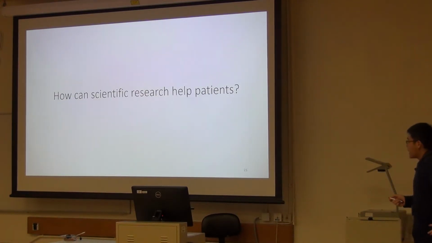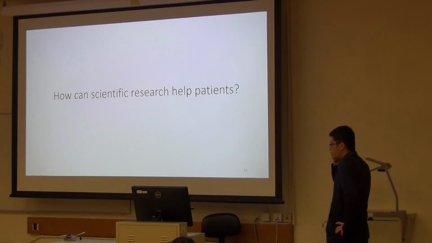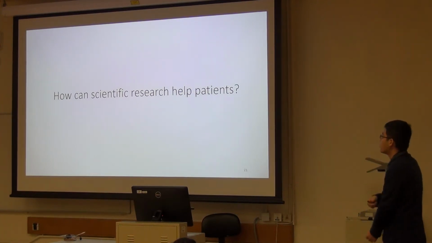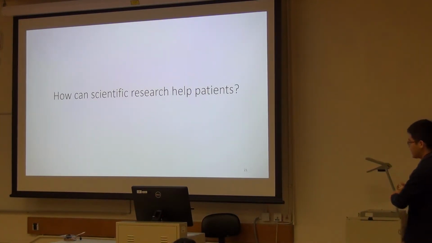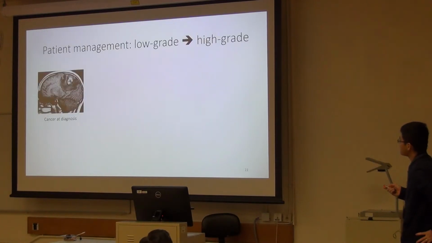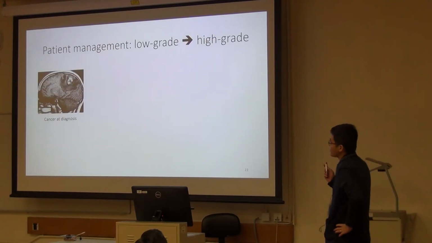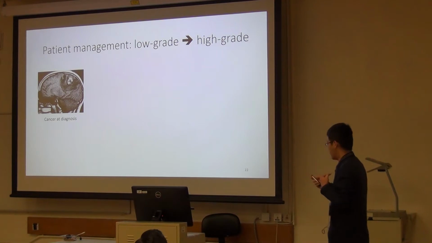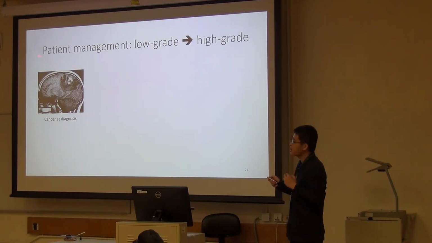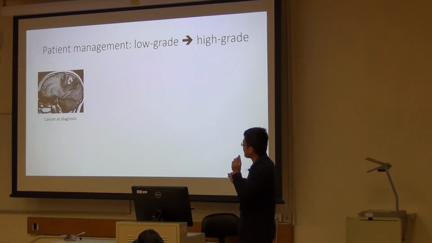Lastly, I would like to address the question, how can we use this research to help patients? Because this is, anyway, our eventual goal. We do want to translate our research into the clinic to help patients. To do that, we have to review the process from low-grade glioma to high-grade glioma. So let's assume this is one patient diagnosed with low-grade glioma. You can clearly see from the MRI, the tumor is over here.